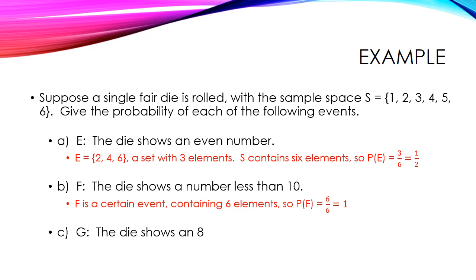And finally, find the probability that the die shows an 8. This is an impossible event. It contains 0 elements. None of the members of the sample space are 8. So it's 0 out of 6, which is 0.